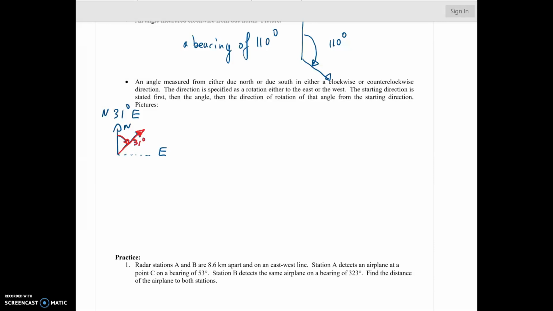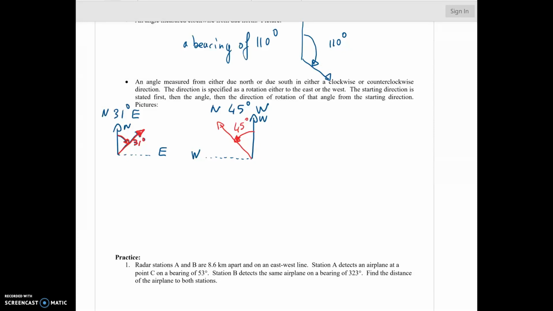Now, if I have a north 45 degree west, this is north and this is west, and 45 degrees is right there. We have 45 degrees right here.